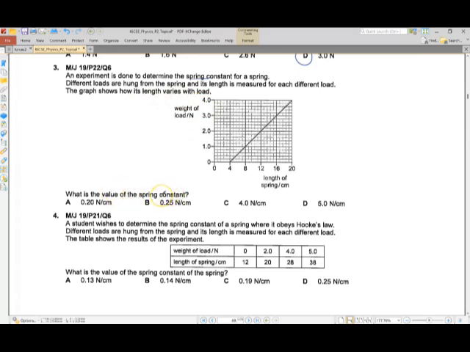Now we see that this is the gradient of the graph. This is the length of the spring, this is the load. Keep in mind the fact that this is the length of the spring and not the extension. Please keep in mind this fact. Kindly see what is being depicted on the x and y axis. Here there are loads and here there is length of the spring and not the extension.